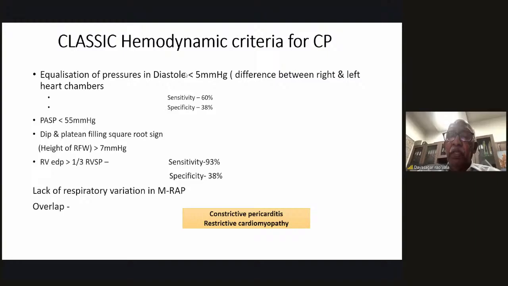Then, of course, finally, the lack of respiratory variation in mean right atrial pressure was one of the first signs to be seen. And this is reflected at the bedside as well.